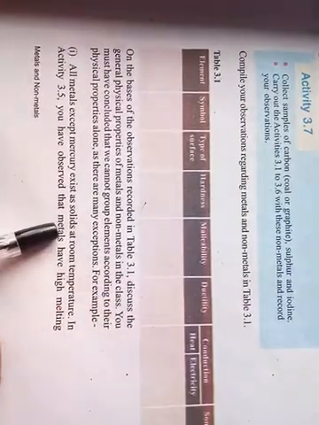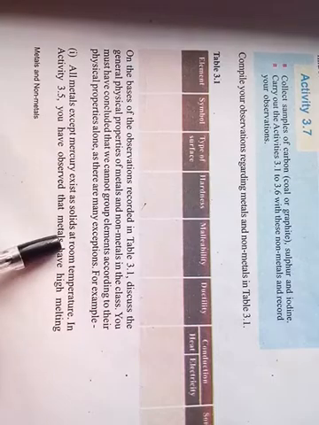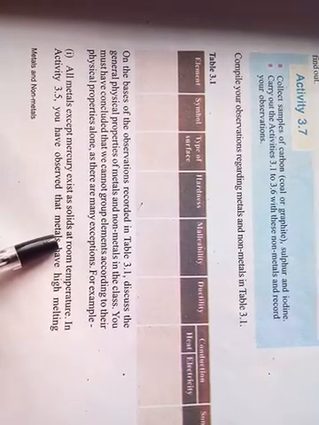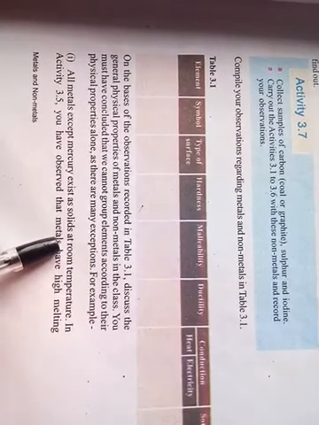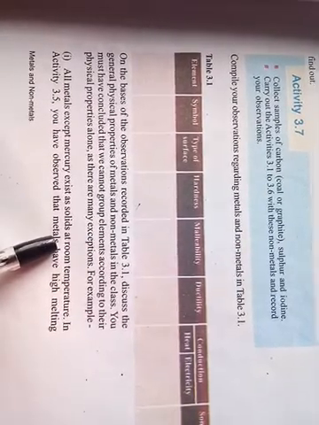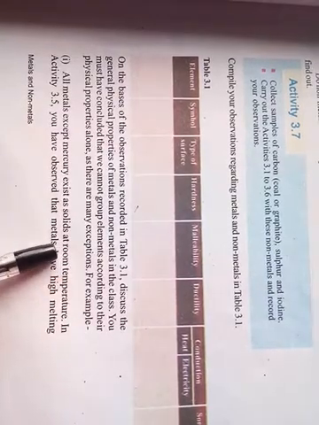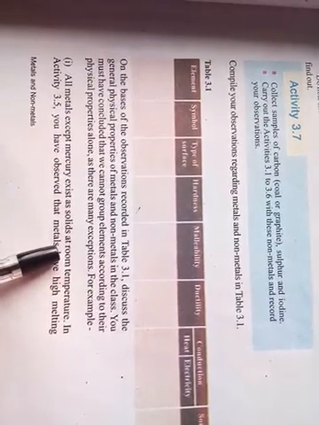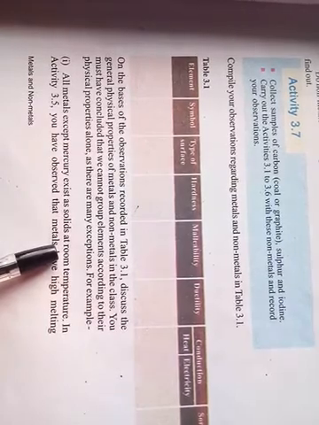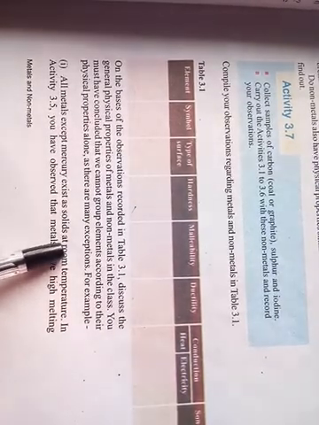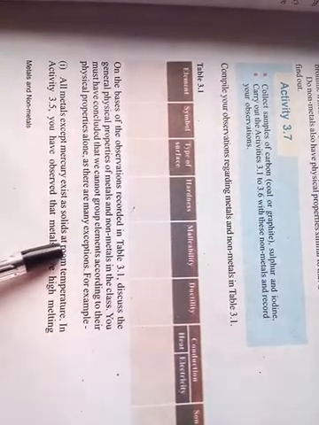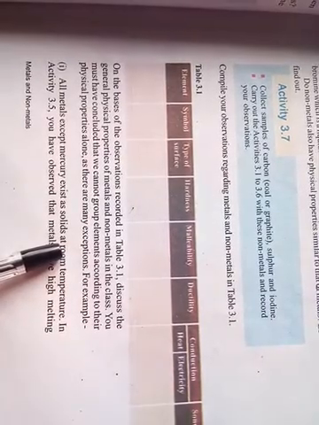Then we come to brittleness. Solid non-metals are brittle, meaning they can break when hammered or stretched. For example, sulfur and phosphorus. Thus brittleness is a characteristic of non-metals. Then the next characteristic is malleability. Non-metals are non-malleable, meaning they cannot be beaten or hammered into thin sheets.